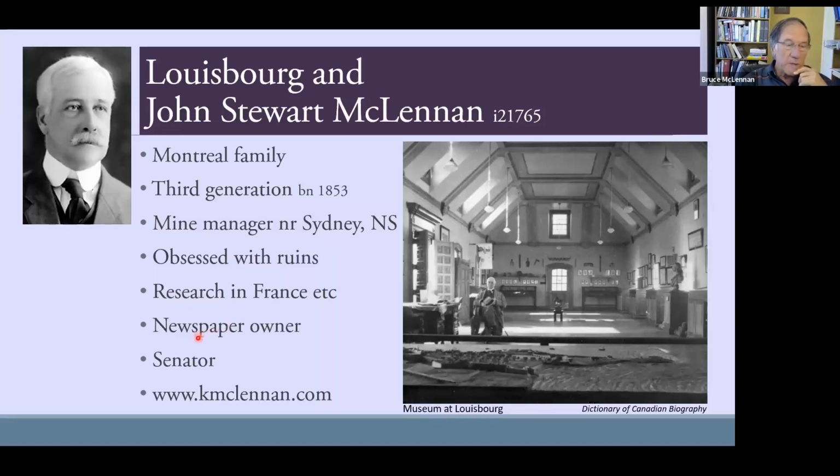He became a newspaper proprietor and senator. And this address down here, K. MacLennan, that's his daughter, Catherine with a K. You can go there and see a lot about Louisbourg itself. Catherine became the curator of this museum that you see here. If you go there today, the only building that's not in period style, built as in 1744, is the MacLennan House, which is part of the museum complex.